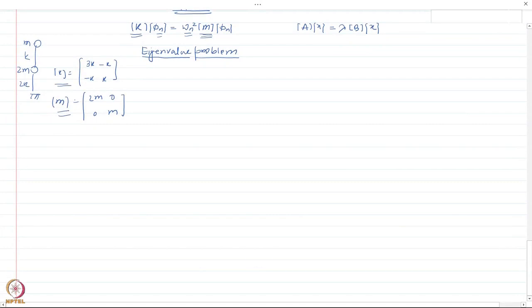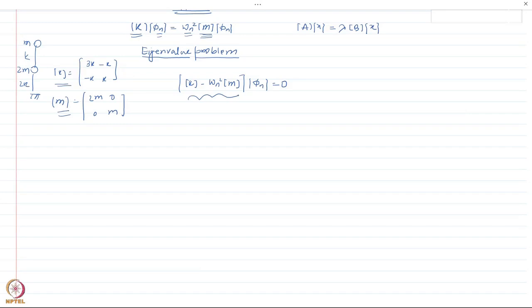Basically, let me rewrite that: k minus omega n square m, times phi n, is equal to 0. Now in this case, this would have a non-trivial solution if this term here is equal to 0. So this is like the solution of n simultaneous equations of motion. Because this is homogeneous, one solution could be phi n equal to 0. That is the trivial solution.